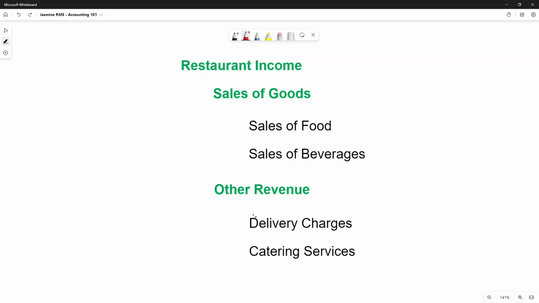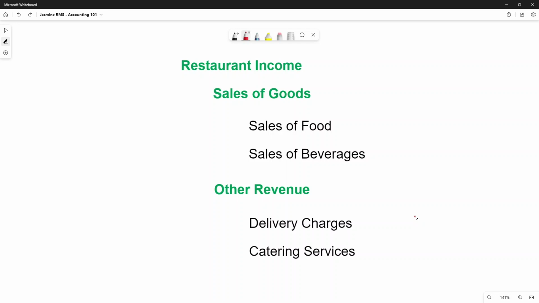Also, if we have a delivery service, with our own drivers offering the customer delivery services with charges, we can get some revenue from delivery charges. If we offer catering services, we might also have some revenue from catering.